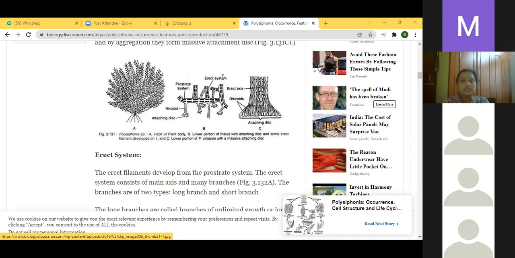This erect system consists of a main axis and many branches are present. Each and every branch is of two types. One is the long branch, another one is a short branch. The erect system divides again into two branches, girls. One branch is called long, another branch is called short.